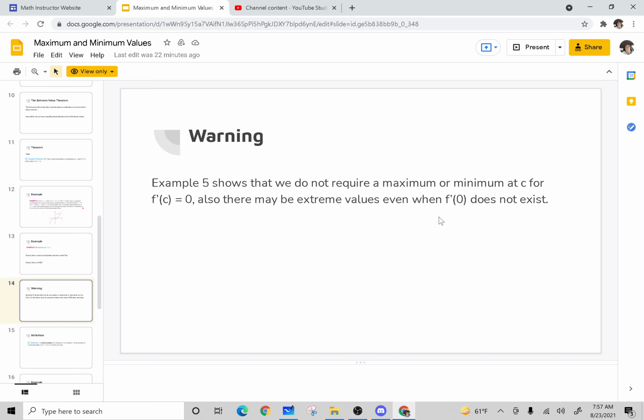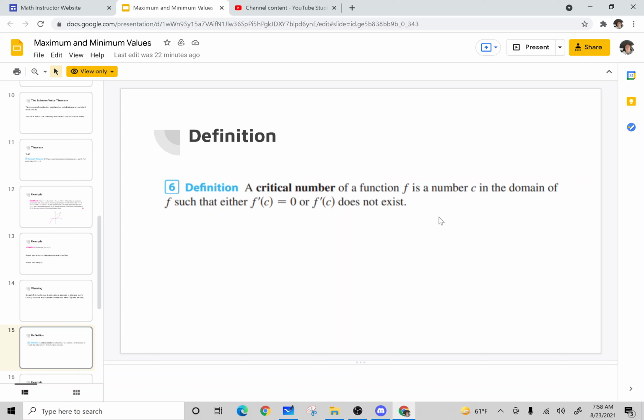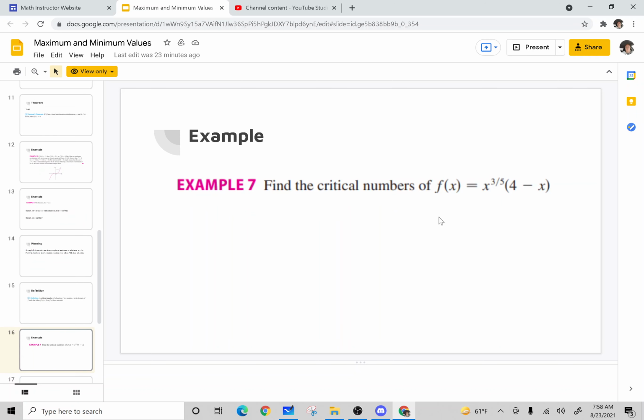And then we're going to get into critical numbers. The definition of a critical number of a function f is a number c in the domain of f such that either f prime of c is equal to 0 or f prime of c doesn't exist. So it kind of adds on to Fermat's theorem in a way. And so let's find the critical numbers of this function.